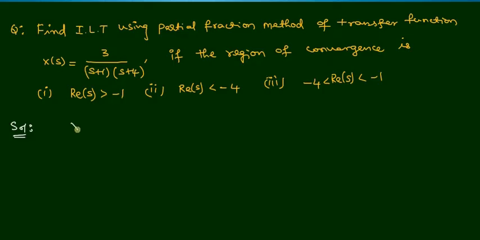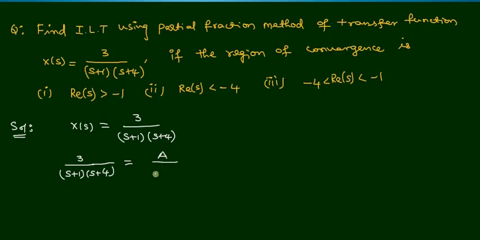Given X of s equals 3 by (s plus 1) into (s plus 4). Now we use partial fraction expansion. Here we have 3 by (s plus 1)(s plus 4). The simple roots are there, simple poles. So in that case we can write the partial fraction expansion as A by (s plus 1) plus B by (s plus 4).